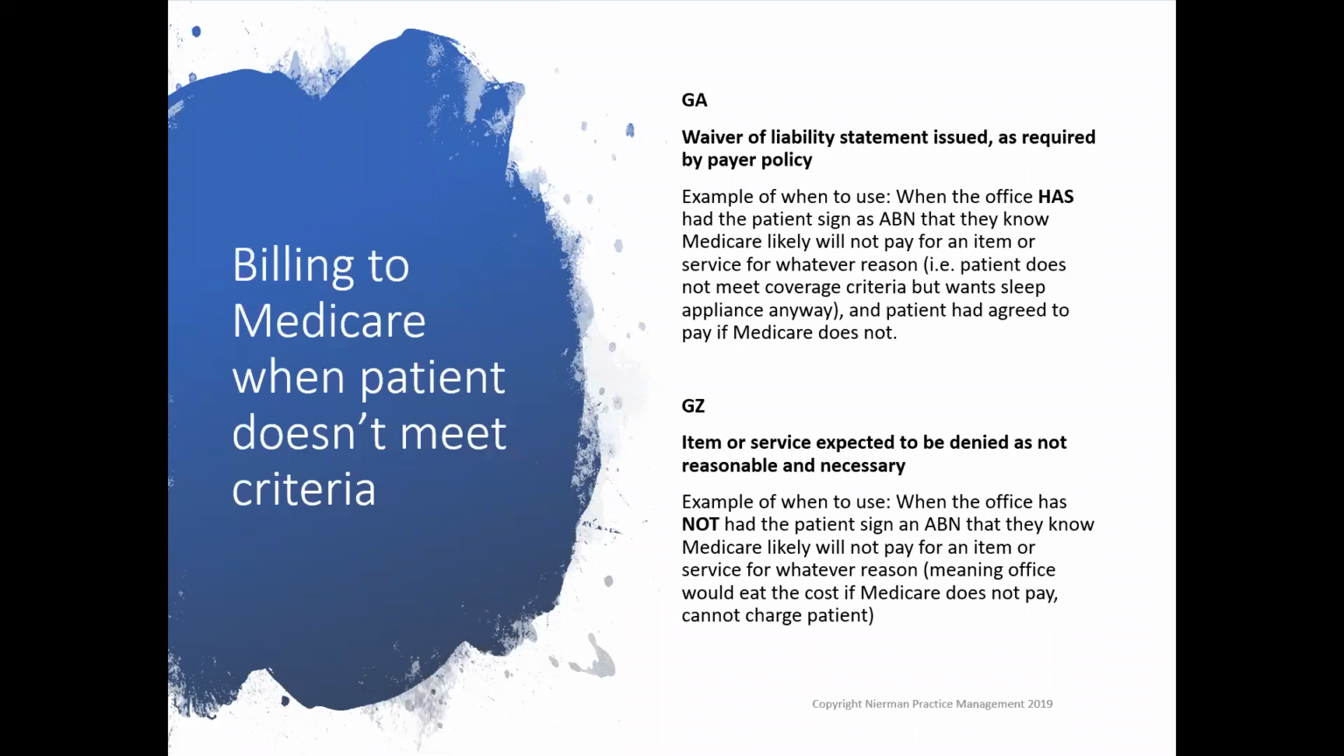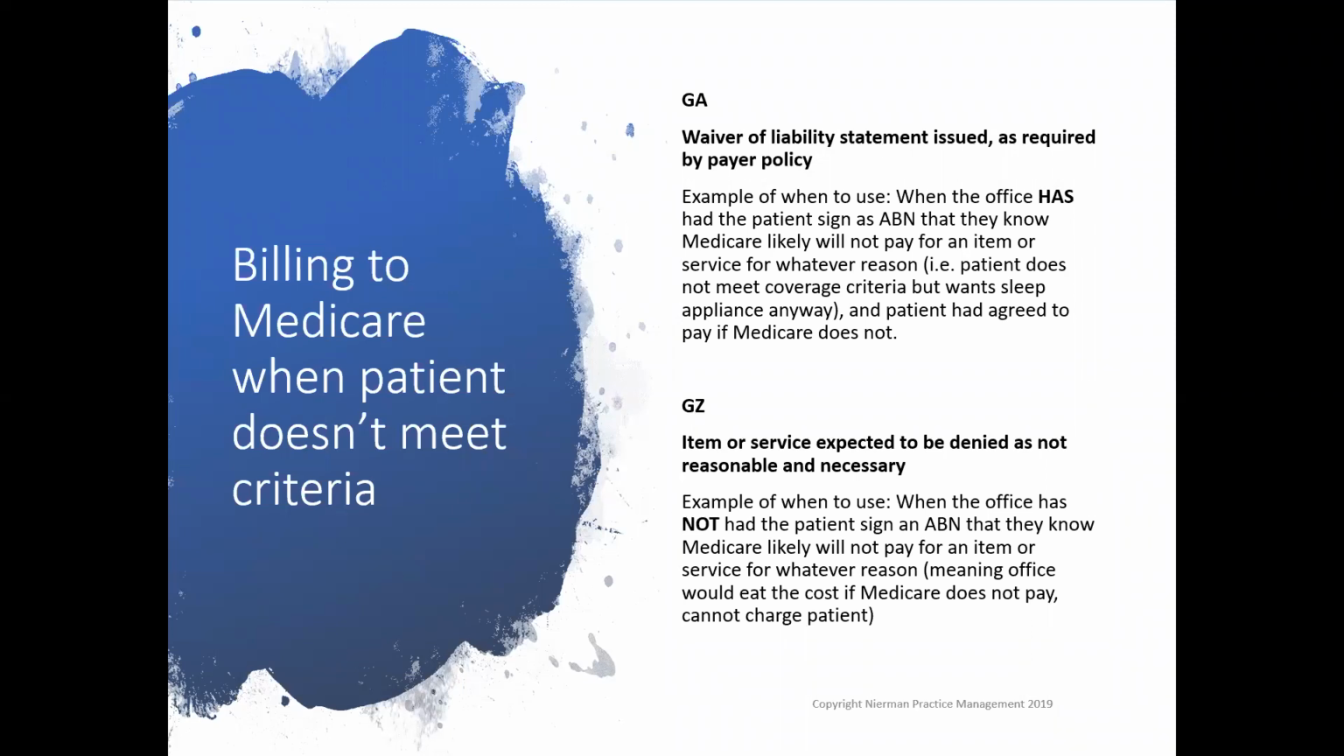Now, let's say the patient doesn't meet criteria and whoops, we didn't get an ABN form. I hope nobody ever has to use this one, but the modifier for that is going to be GZ, okay? So you're going to use one of those three.